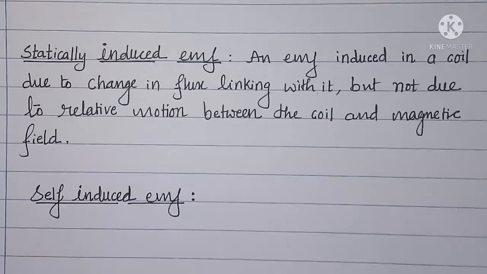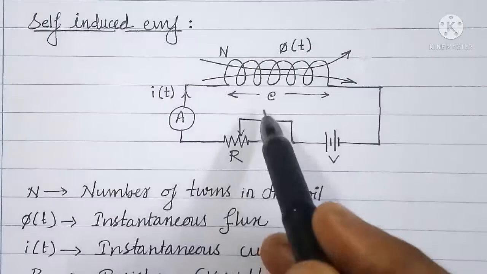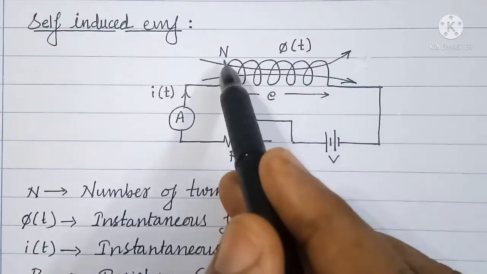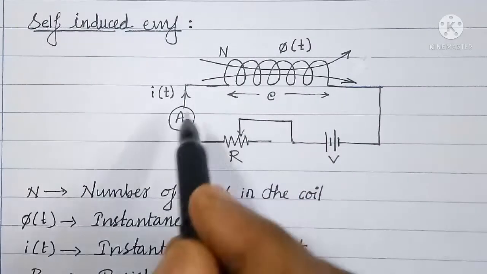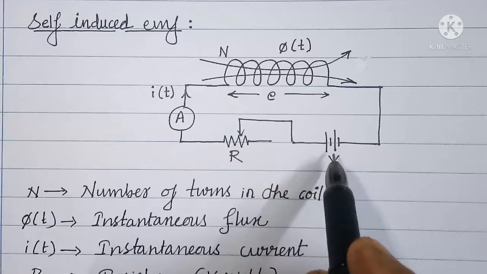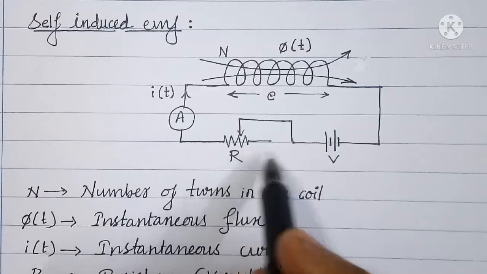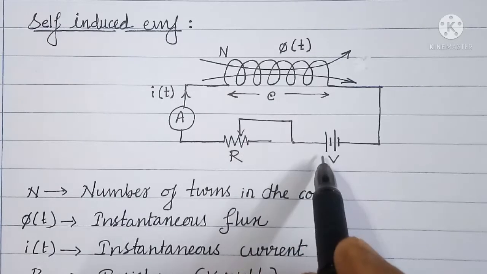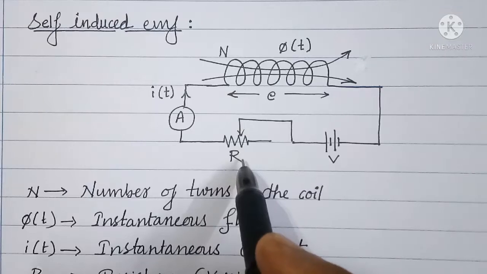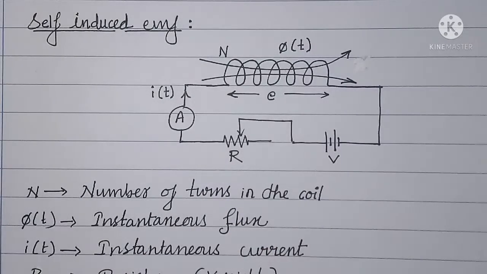To understand what is self-induced EMF, let us first consider a coil and the magnetic field produced by the coil. Now in this coil we are having n number of turns and this coil is supplied by a voltage source V, and there is a variable resistor connected in series with voltage source and coil to vary the current flowing through the coil, and here is ammeter to measure the current.